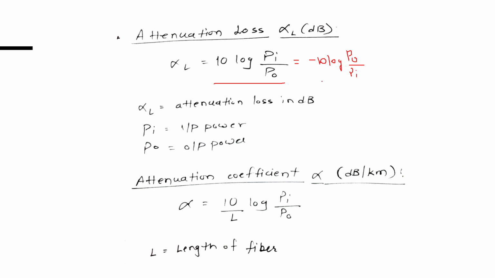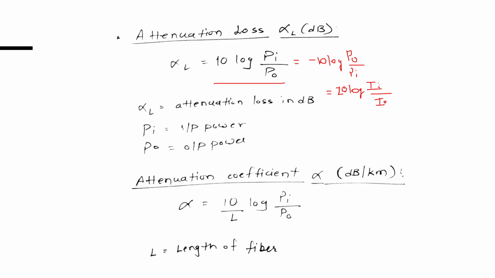And in examination, if in place of the input power and output power, input current and output current are given, or the input voltage and output voltage are given, and they tell you to calculate the attenuation loss, then you can calculate just by substituting the input current and output current in this formula. This is 20 log input current upon output current. And for voltage also, 20 log input voltage upon the output voltage.